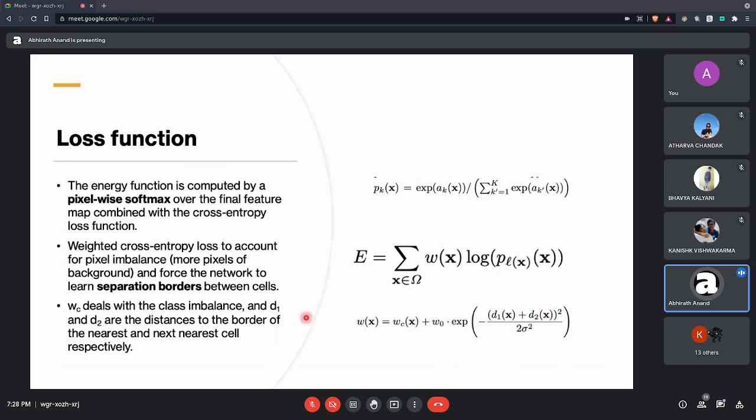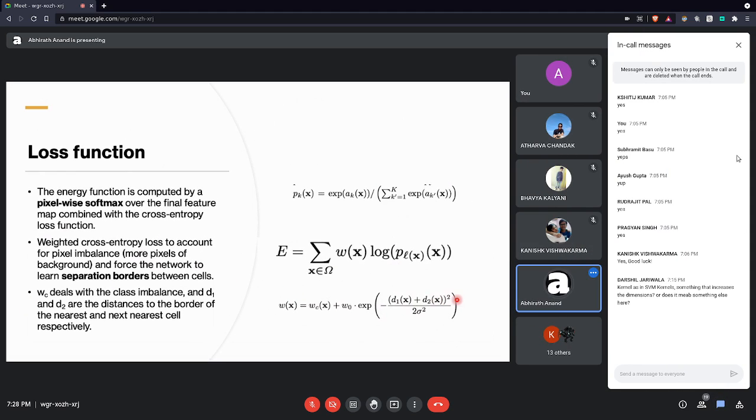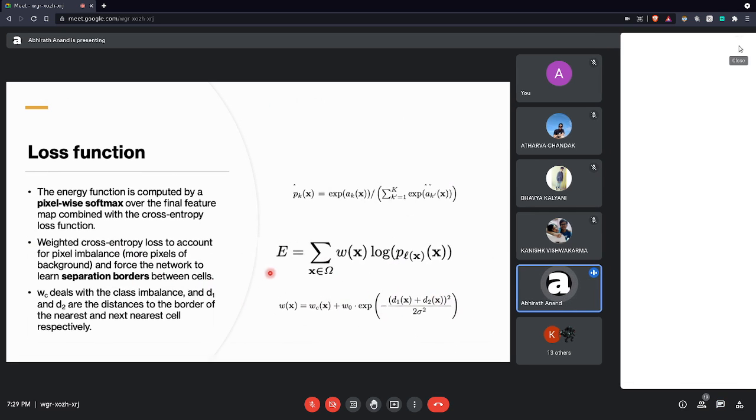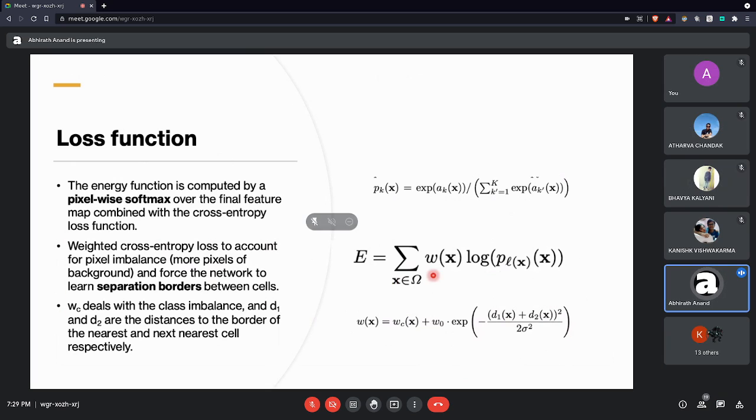So this is something that is specific to U-Net, these weights, that is. Other papers have chosen other weights depending on their tasks. A lot of papers, for example, will not need this separation border part, since this is specific to biomedical imaging and in particular cell imaging.